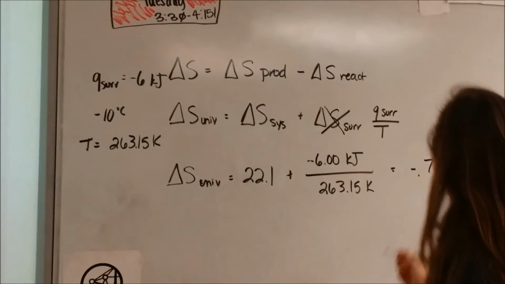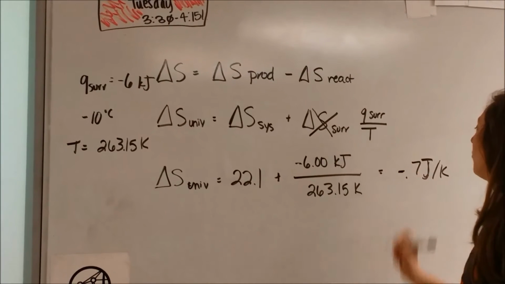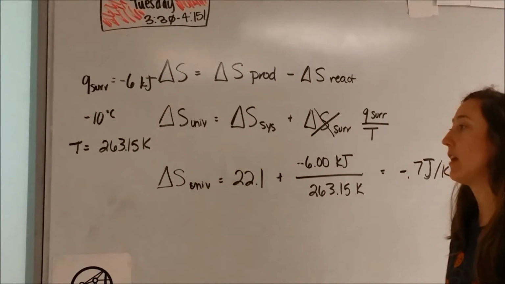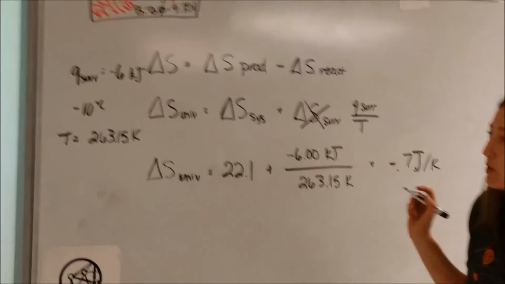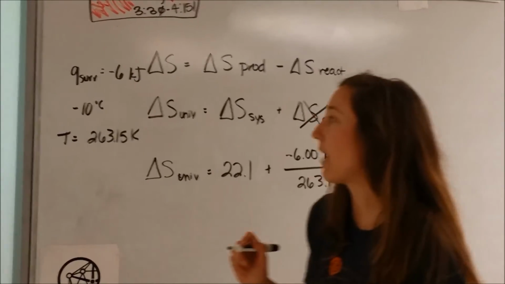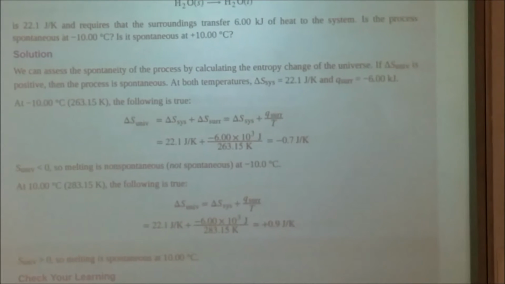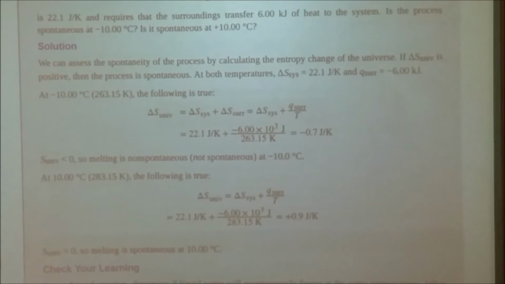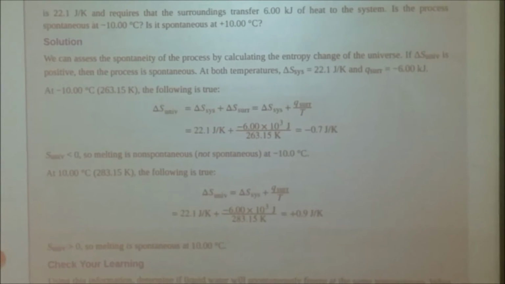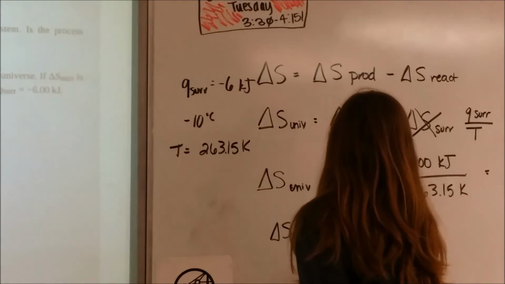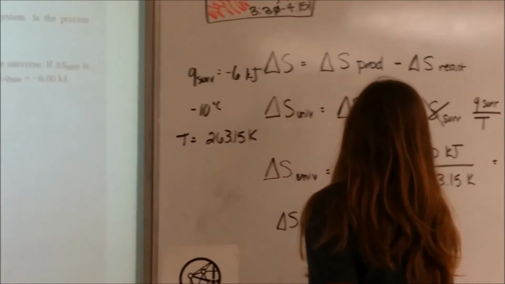So looking at its sign right here as a negative, we know that this isn't spontaneous. If it was a positive integer, we know that it could happen, but having a negative means it is not spontaneous. It will not happen. Since we have delta S of the universe is equal to negative joules.